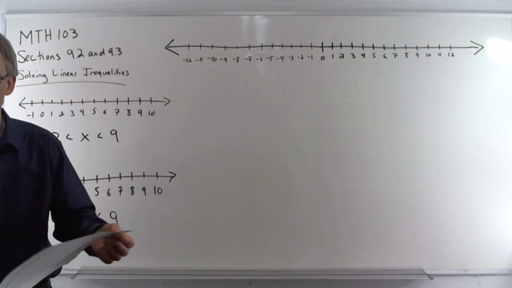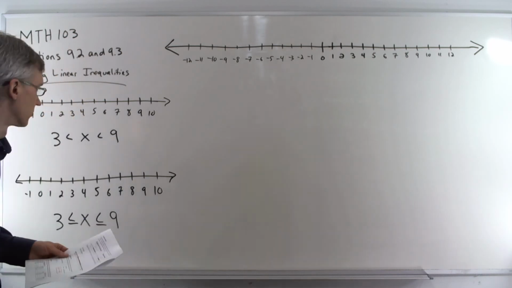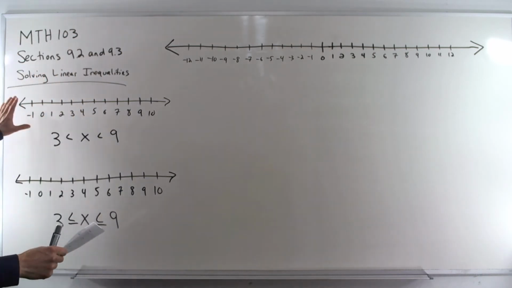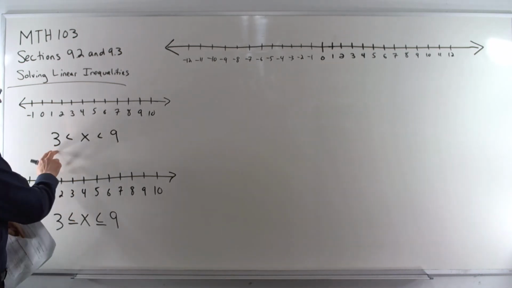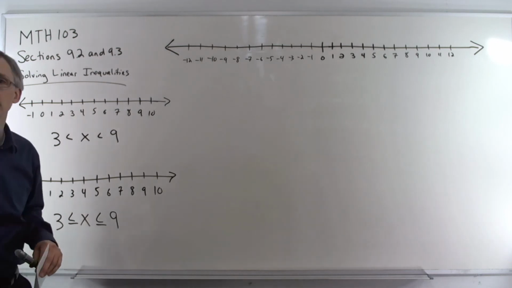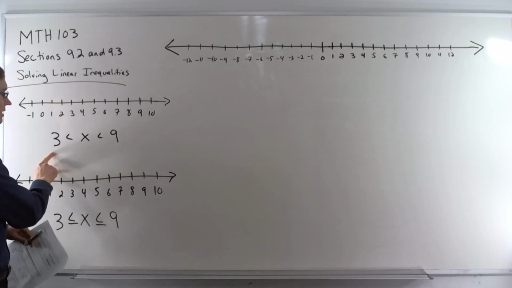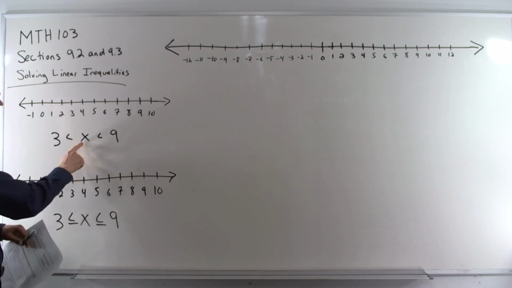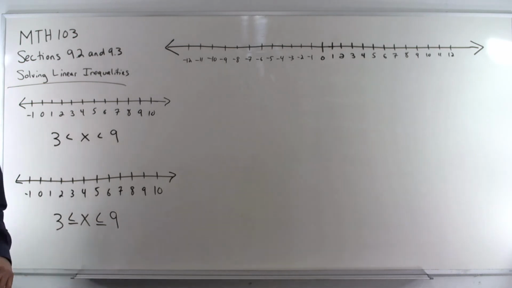So an interval is a range of numbers on a number line. Here we've got a couple of number lines, and we're going to look at the interval between 3 and 9. Now there are several different ways to indicate a range of numbers. First is with an inequality like this, where x can be any value between 3 and 9. And we can graph this on a number line.